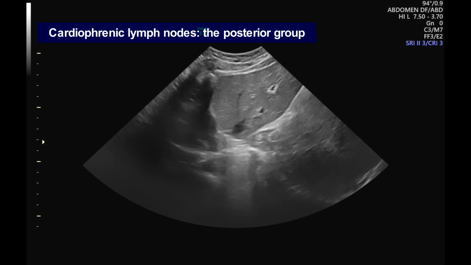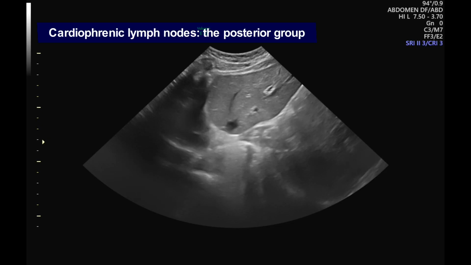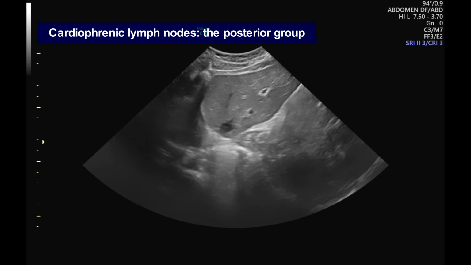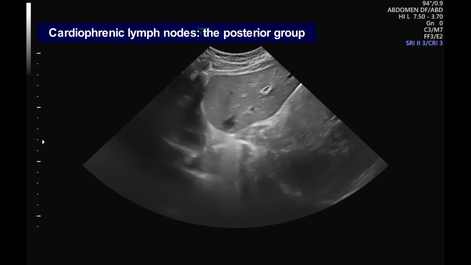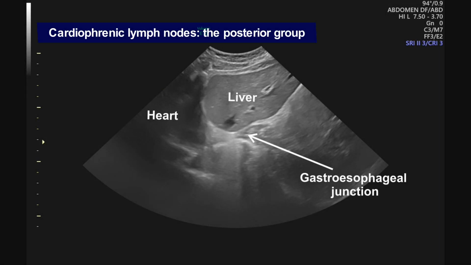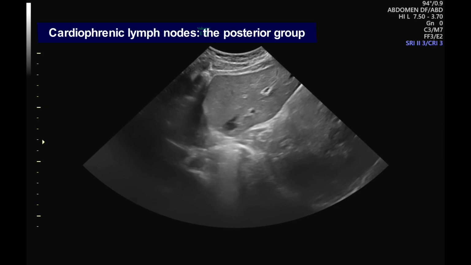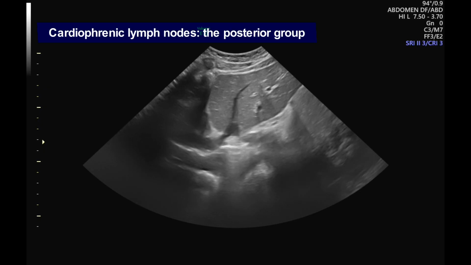The probe is then tilted to oblique view to examine the gastroesophageal junction, which is shown here. Any affected lymph nodes may be found in the region next to the esophagus, posteromedial to the inferior vena cava.